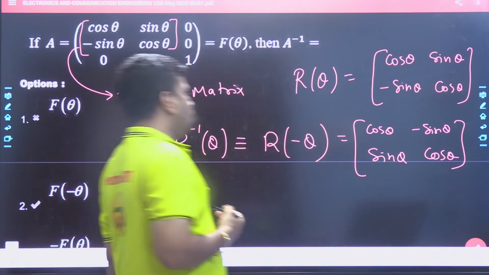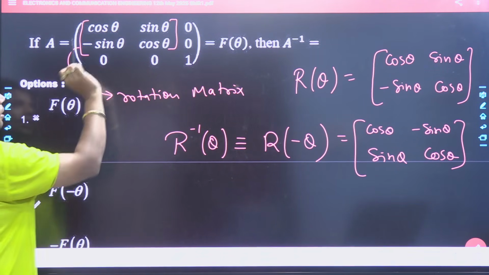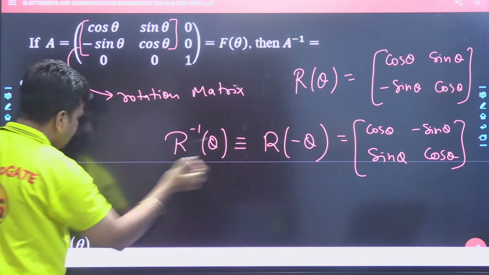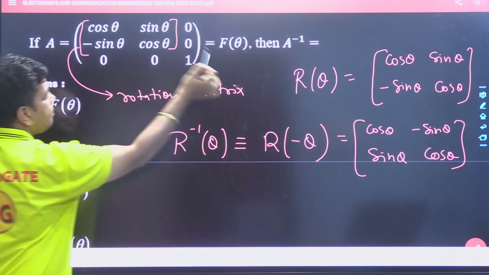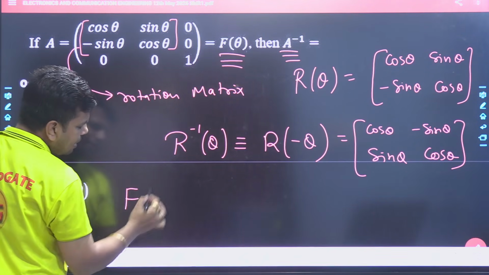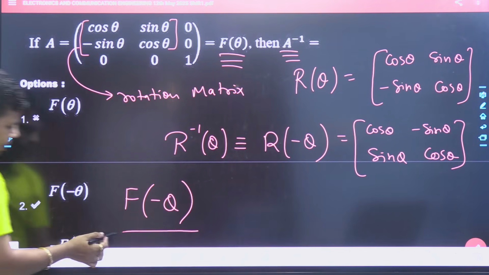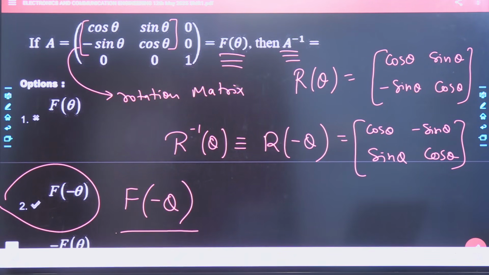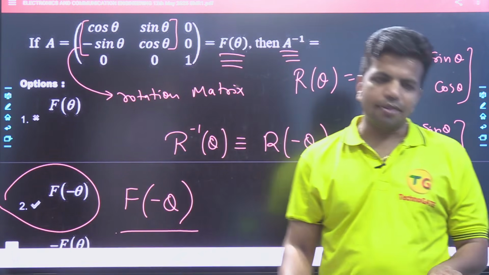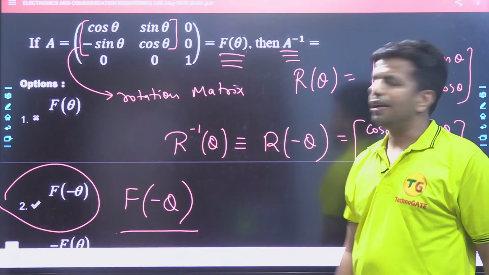Similarly, in this particular matrix, if this is the rotational matrix and the result is this, and the whole matrix is represented by f theta, then A inverse is simply minus f of minus theta. So you can go with answer 2. Are you getting that point? So the second is your answer.